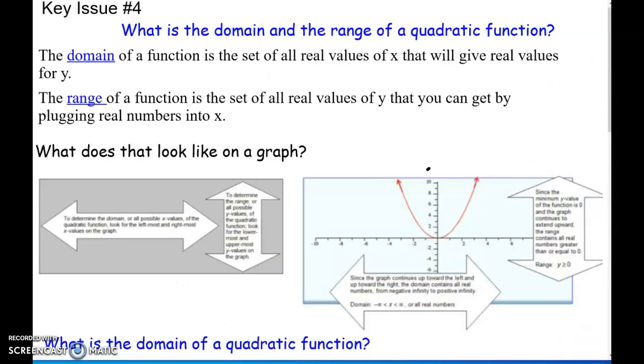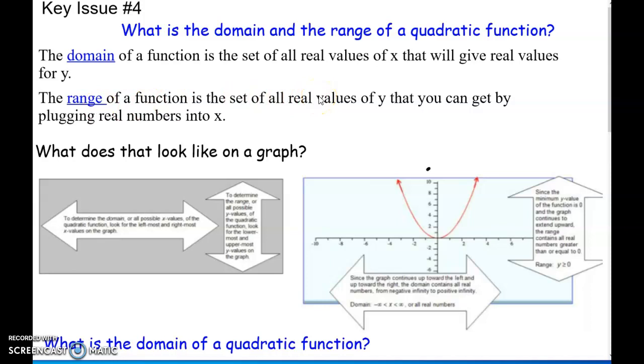I think one of the toughest issues to understand with a quadratic equation, or within any equation, is what's the domain and the range for the quadratic function? So you need to remember the definition of a domain. The domain of a function is a set of all real values of x that give real values for y. So the way I like to think of domain is all the possible x values. The range of a function is a set of all real values of y that you can get by plugging real numbers into x. So what's range? All the possible y values.